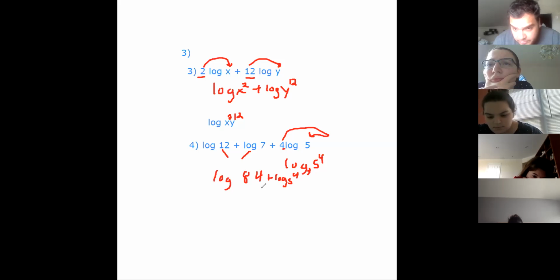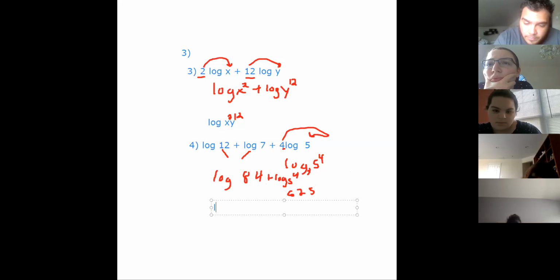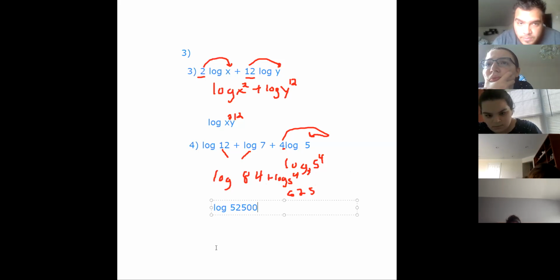So 5 to the 4th power is 625. I could rewrite that as 625. And then we're just going to do 625 times 84. Ooh, that's a big number. So our final answer is log 52,500. The reason it looks different from the answer sheet is because I expected you to do the numbers all the way out. You will have calculators on this, so it shouldn't be a problem.